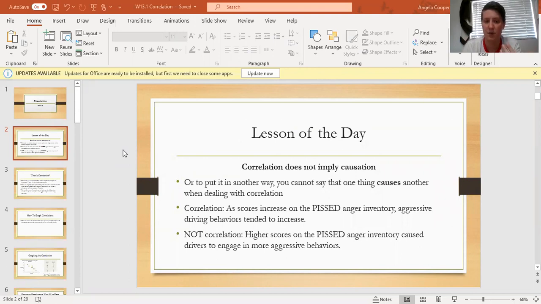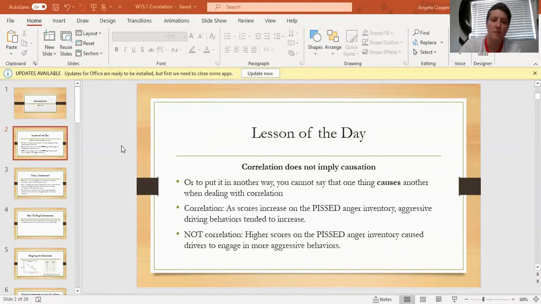Like in the next bullet point, it says next, not correlation, higher scores on the pissed inventory, anger inventory cause drivers to engage in more aggressive behaviors. Correlation will never use the word cause or leads to or anything that would imply that one thing is causing a change in the other, but rather they're both increasing or decreasing together at some rate. There's a relationship there, but it's not a cause and effect relationship.